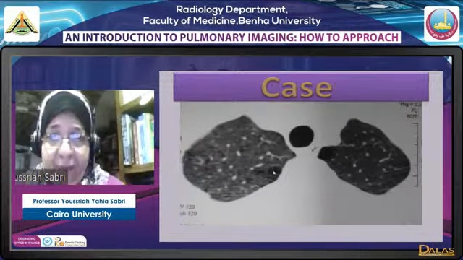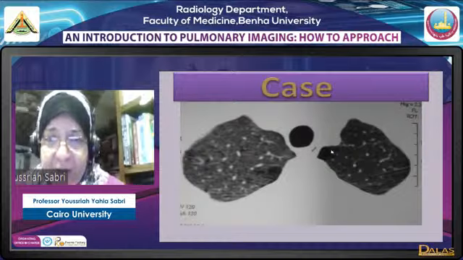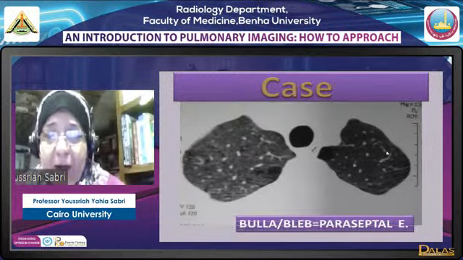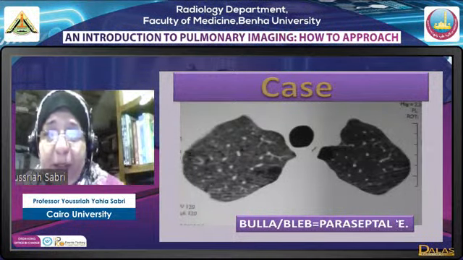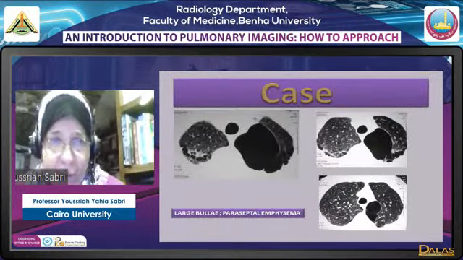Here we have black holes that are peripheral. They are indenting the adjacent lung. In spite of being small, they exert a mass effect on the adjacent lung, and they don't have a wall. These are the bulla or blebs, which represent paraseptal emphysema. Paraseptal emphysema are bulla and blebs, and actually a bulla is more than 1 centimeter, a bleb is less than 1 centimeter, and this is how they look like.